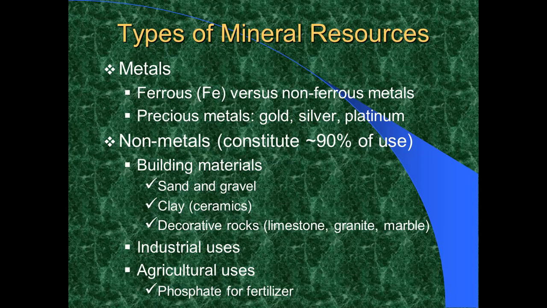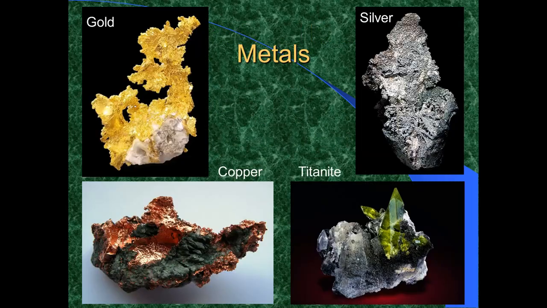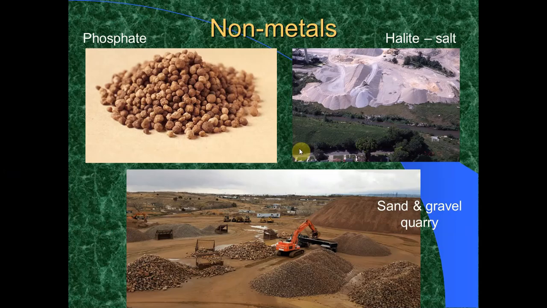We also, especially in the U.S., because a major export, what we sell on the open market, is agricultural goods, use mineral resources in agricultural uses. The biggest one there is phosphate. That is a main ingredient in most fertilizers. Now, here are our metals. So I give you examples again. Here's gold, copper, which is very useful, particularly in electrical wiring, silver, and this is a very unique and rare mineral where titanium comes from. Here are our nonmetals. Here's that phosphate.